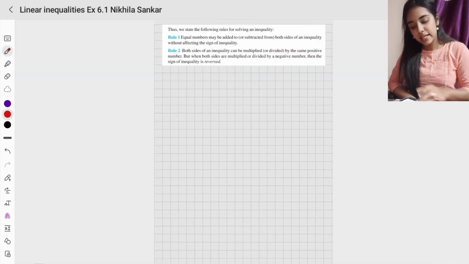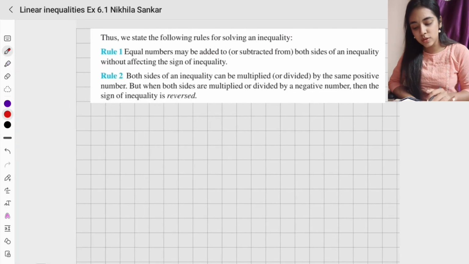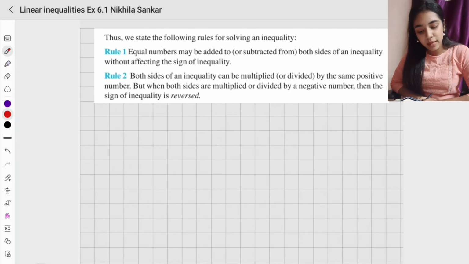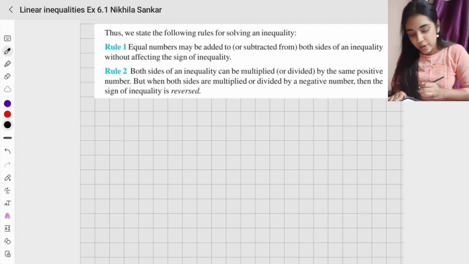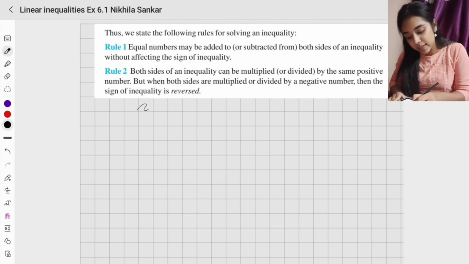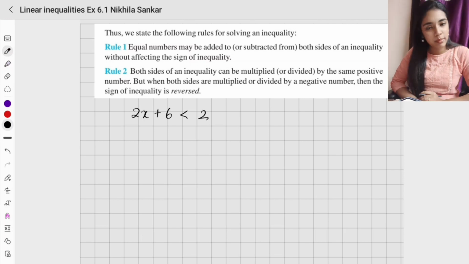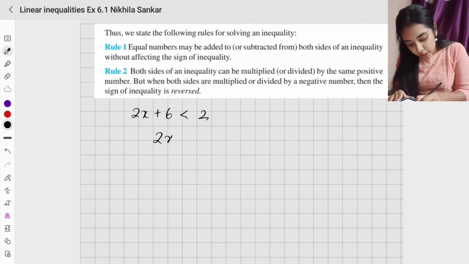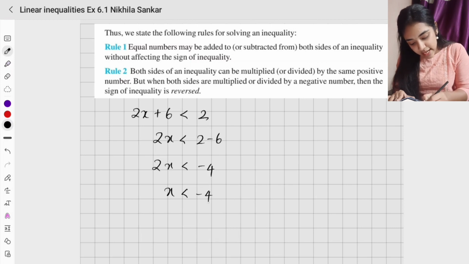Okay. Next we have two different rules. What rules are there? Rule 1 is that equal numbers can be added or subtracted without affecting the sign. What does that mean? For explanation, I'll give you an example. If we have 2x plus 6 less than 2, an equation like this, what am I doing? 2x is less than 2 minus 6. 2x is less than minus 4. x is less than minus 4 by 2. x is less than minus 2.